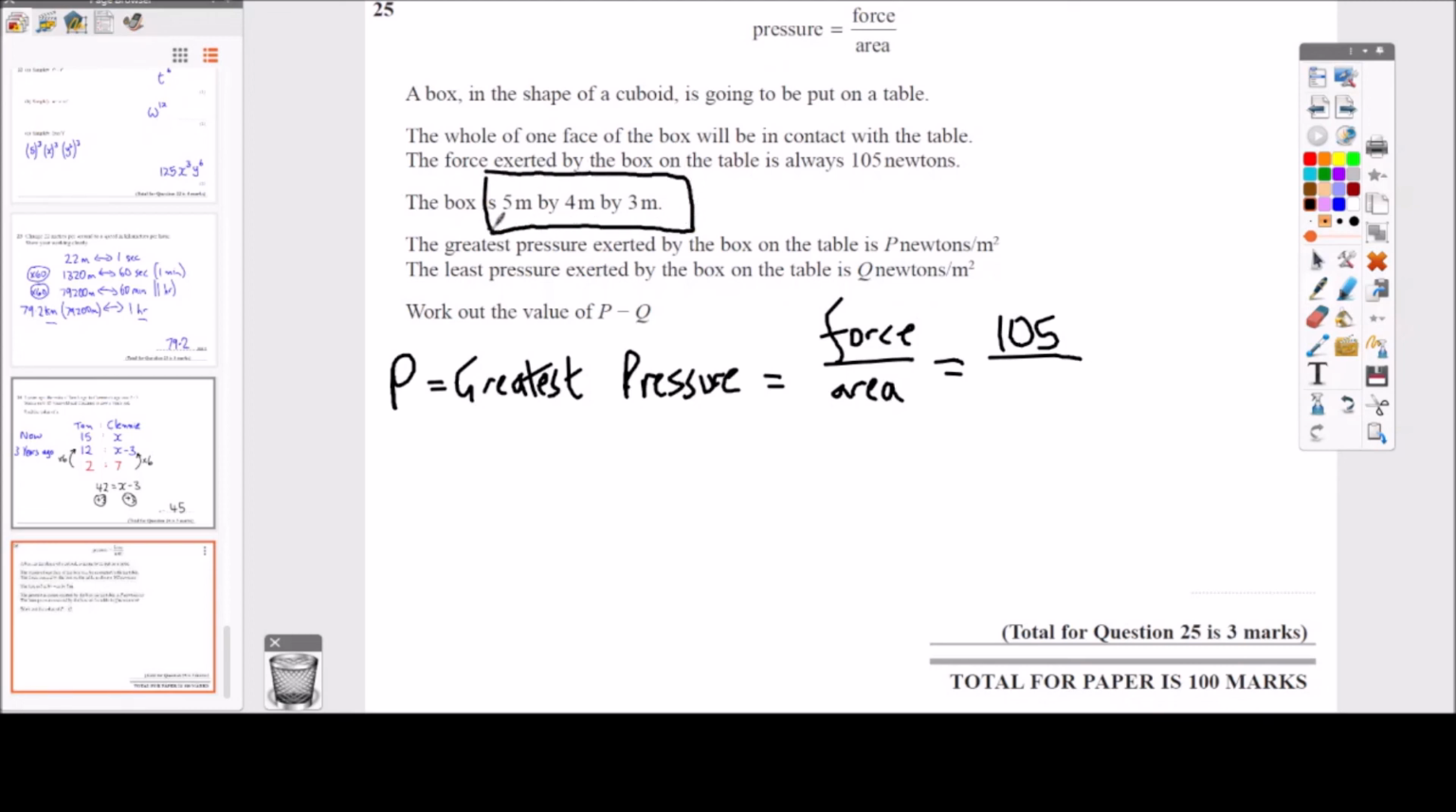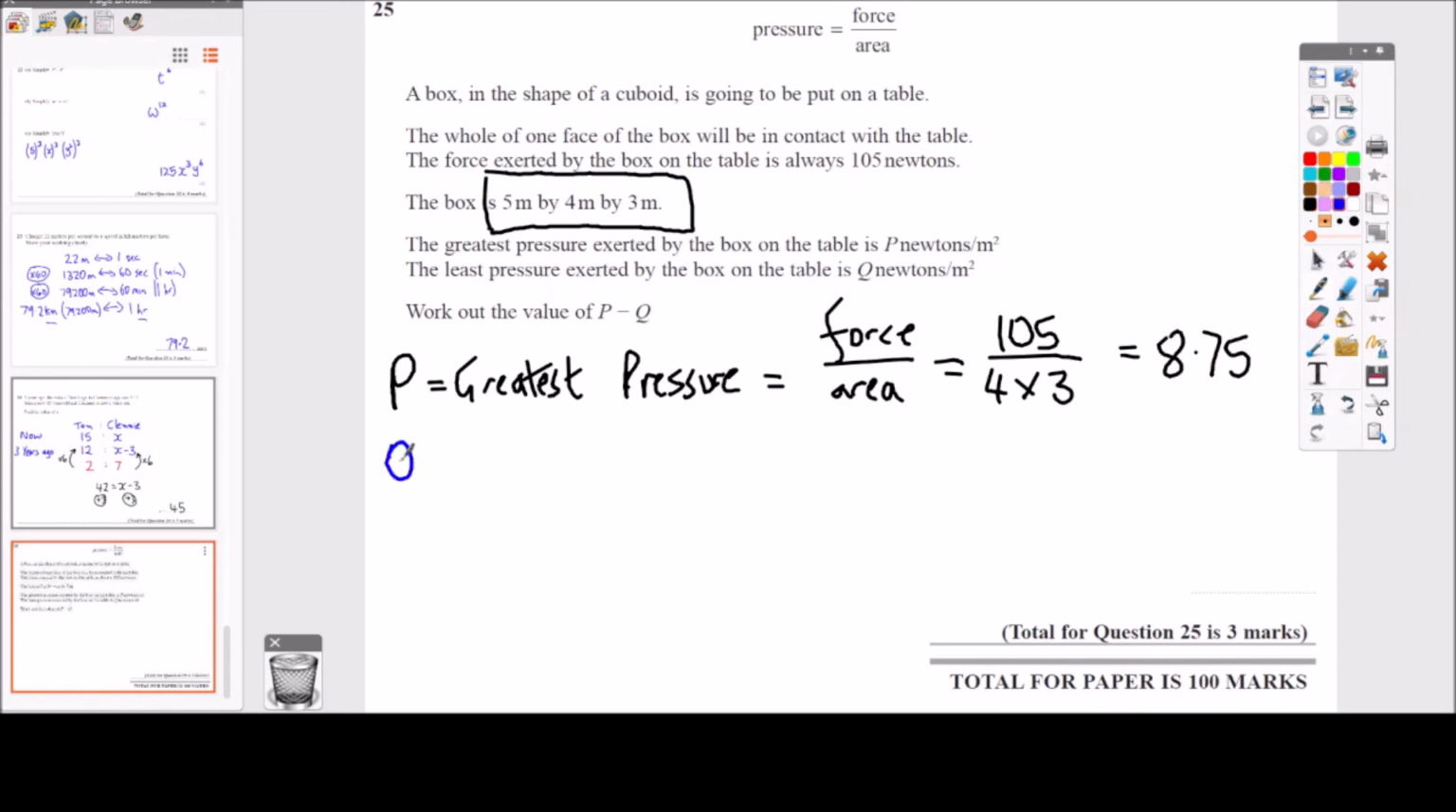So how are we going to go and put this box on a table to make the area as small as possible? Well, you're going to pick the 2 smallest sides to be touching the table, which will be the 4 and the 3. So our greatest pressure is going to be 105 divided by 4 times 3, which is 12. So 105 divided by 12, which is 8.75.